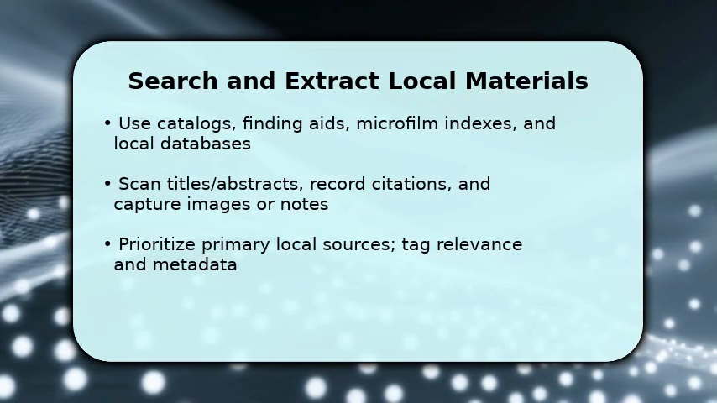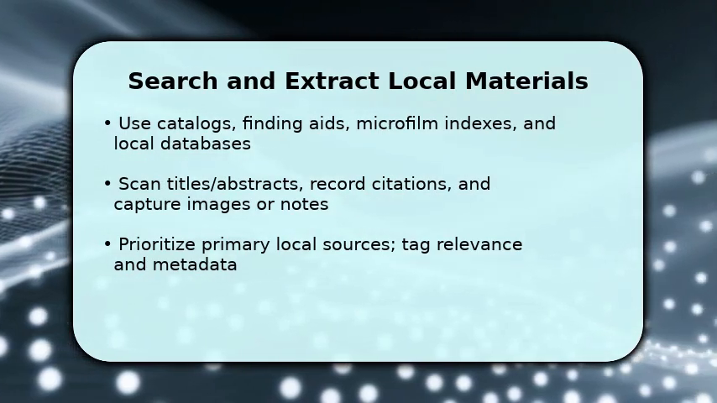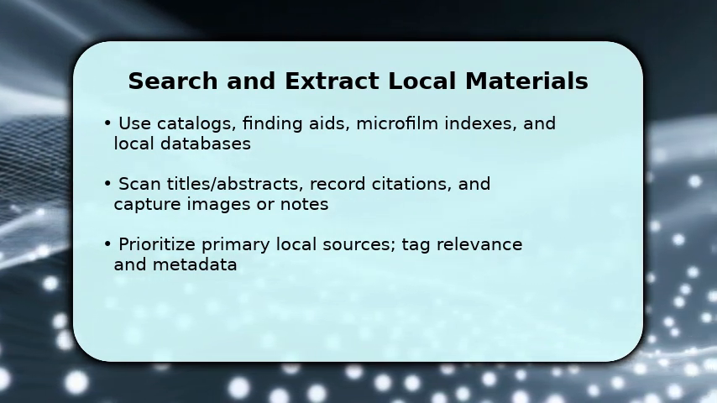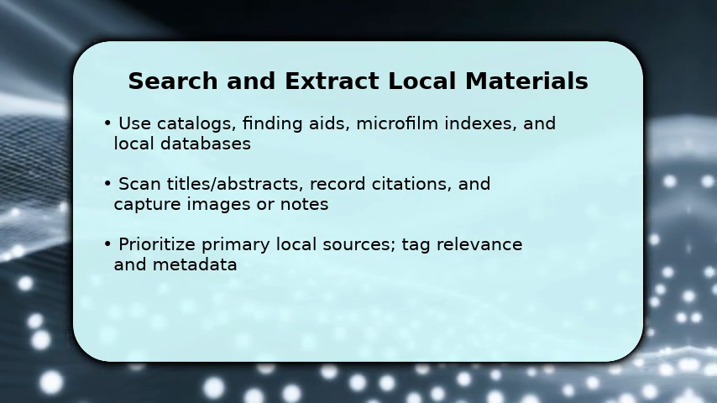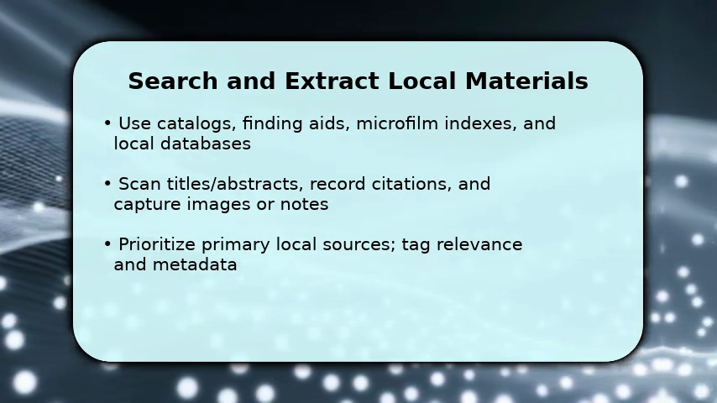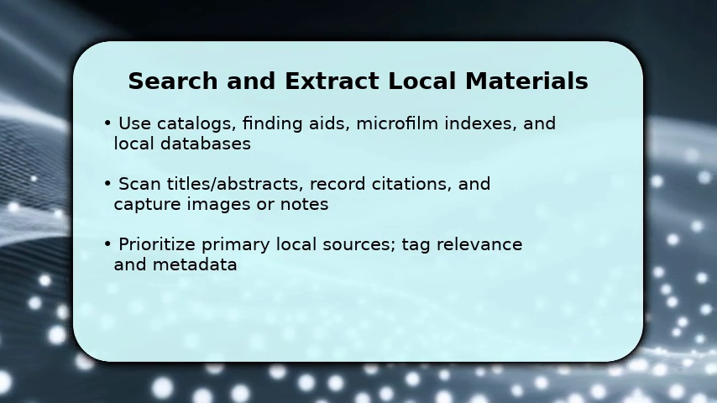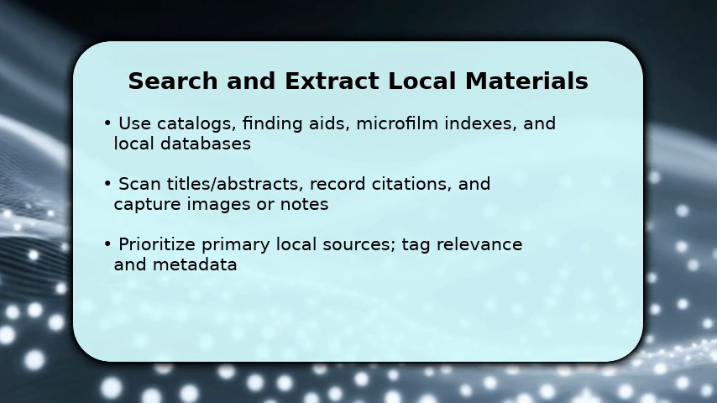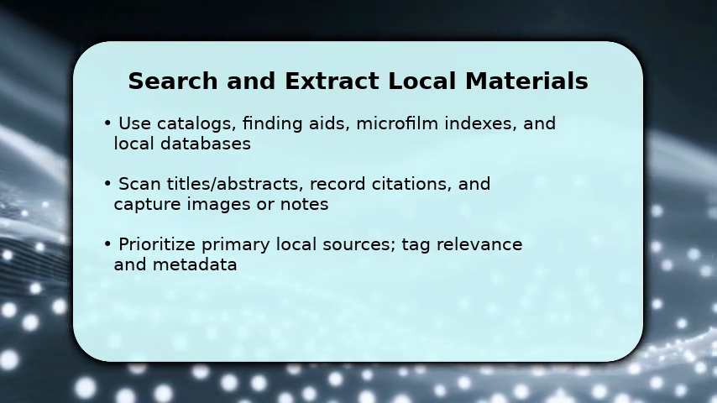You now dig into catalogs, finding aids, local databases, and microfilm indexes. Start broad with titles and abstracts, then narrow by date and place. When you find a lead, record full citations, archive ID, and capture photos or typed notes so you don't lose context. Make sure to extract key quotes and summarize in 1-2 lines for each item.